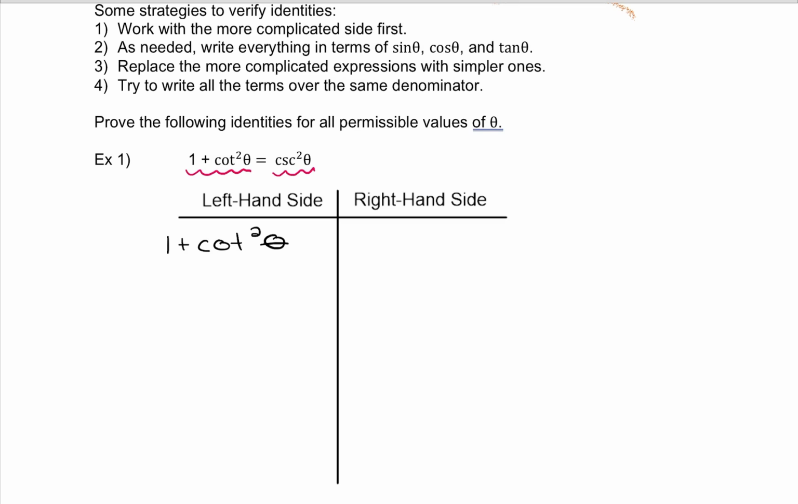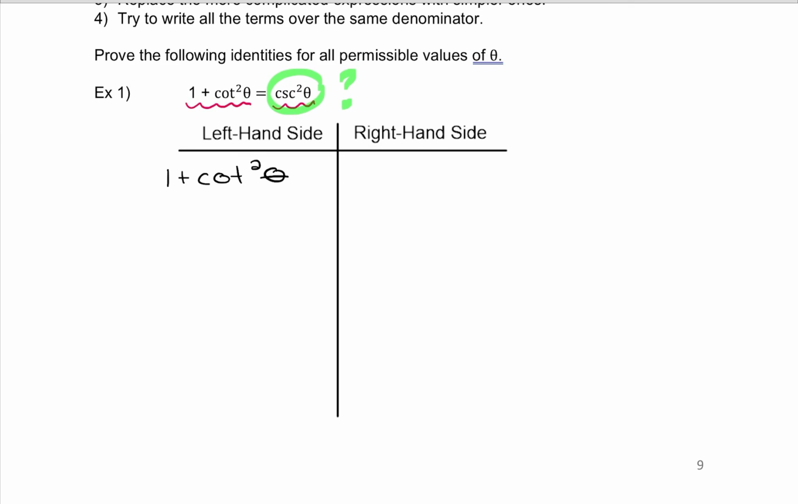I'm going to look for the one that seems a bit more complicated, which is the 1 plus cotangent squared theta, and I'm going to just start with that. All I'm going to do is work down and start changing things, keeping in mind my end game is to somehow get to this cosecant squared theta. If I can work the entire left-hand side and end up at cosecant squared theta, then I've proven the identity. I don't have to do anything on the right-hand side if I don't want to.